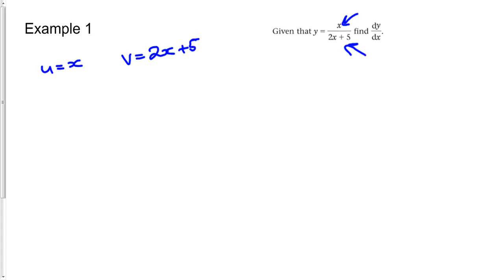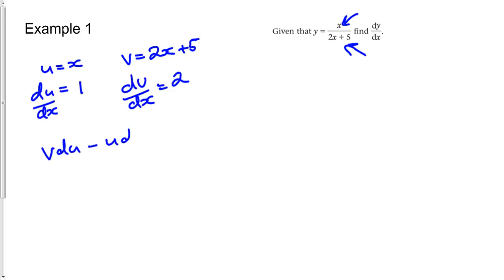So once we've got u and v written down, the next step is to do du, or du by dx if we're being thorough. So if we differentiate x, we get 1. If we differentiate v, we get 2. It won't always be this simple, but obviously to solve it's better to have a simpler example. So we've now got v du minus u dv. Remember it's that way around, it's v du minus u dv all over v squared.